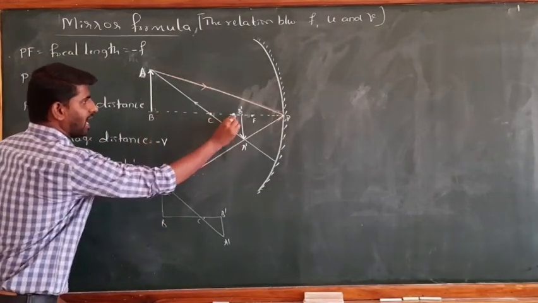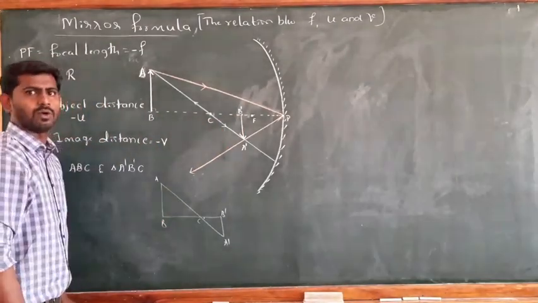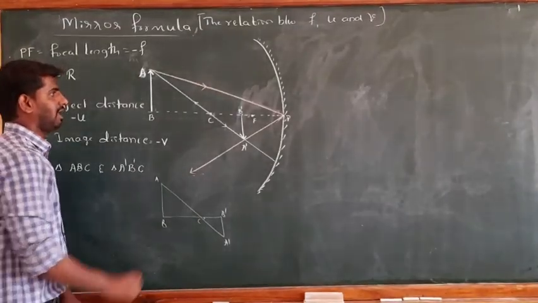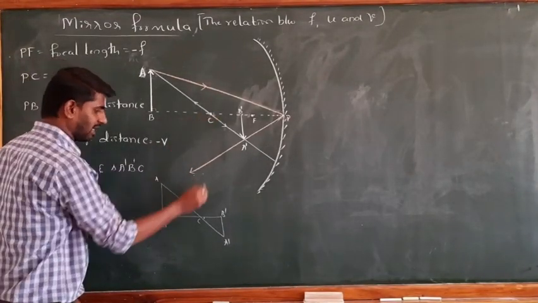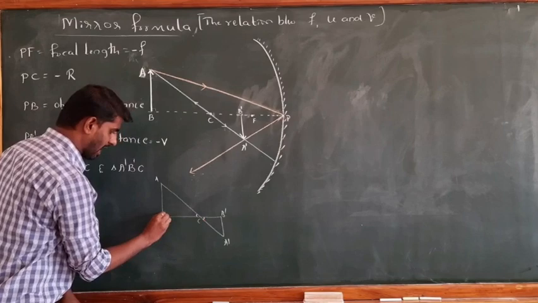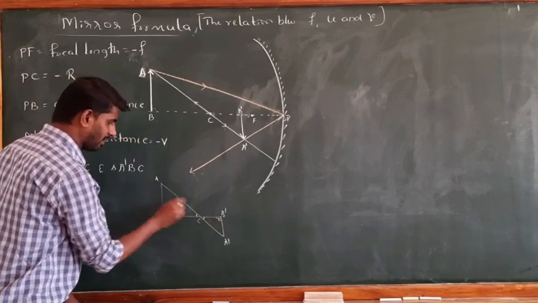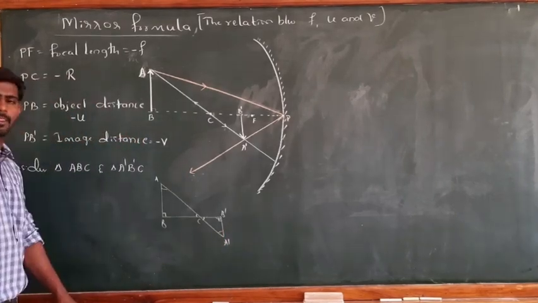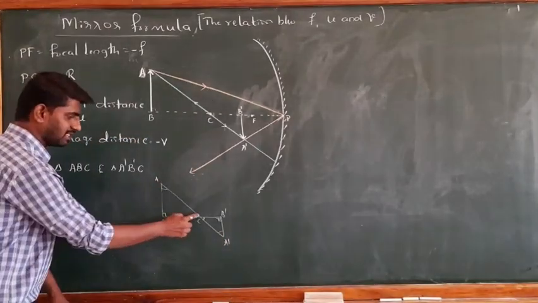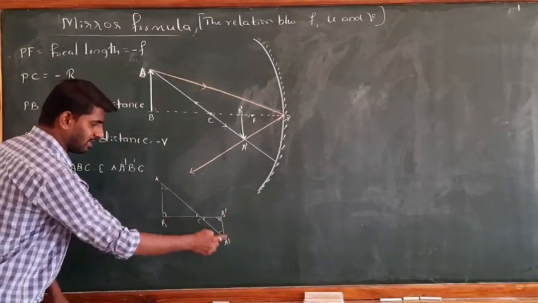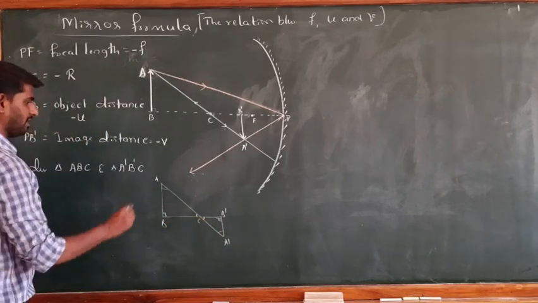This one is 90 degrees, see here, this is 90 and this is also 90. That is one pair of angles, and then this angle and this angle. If two angles are equal, then the third is also equal. So that's why we say ABC and A dash B dash C, these two triangles are similar.